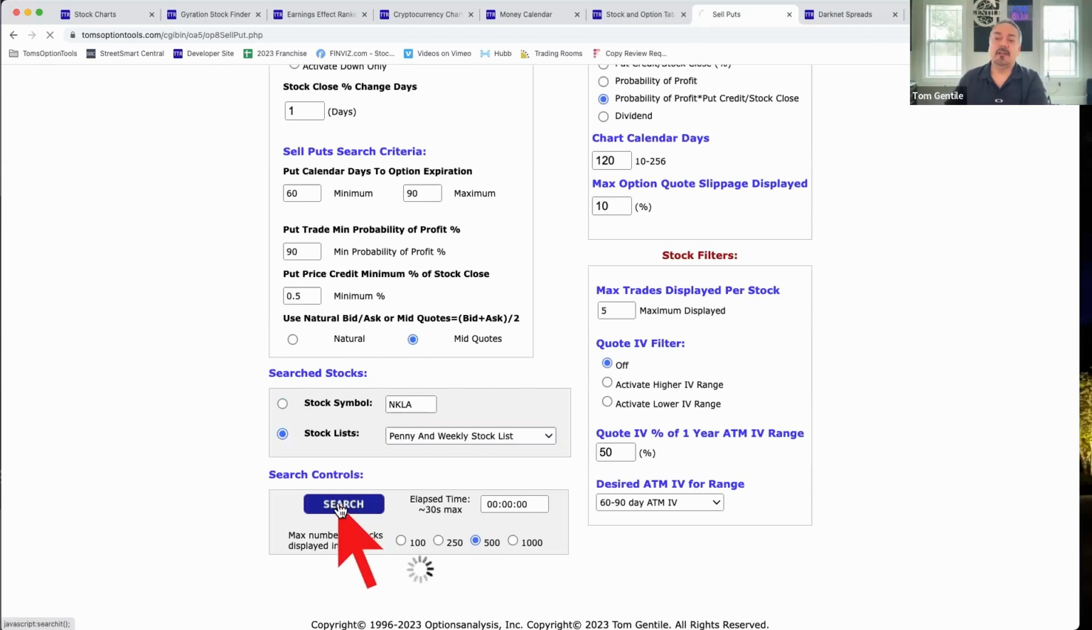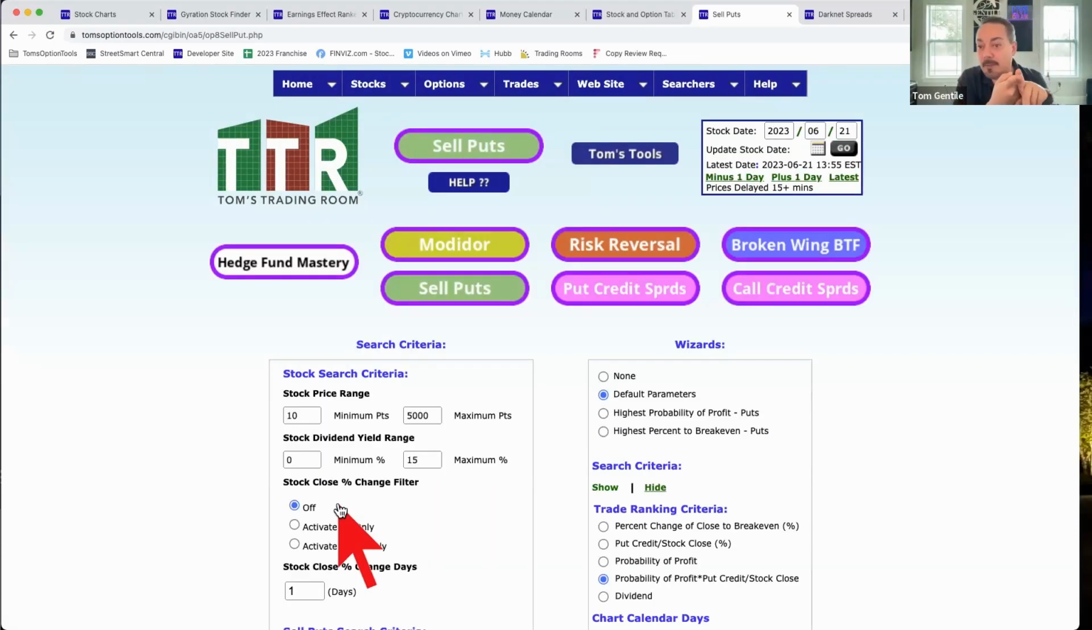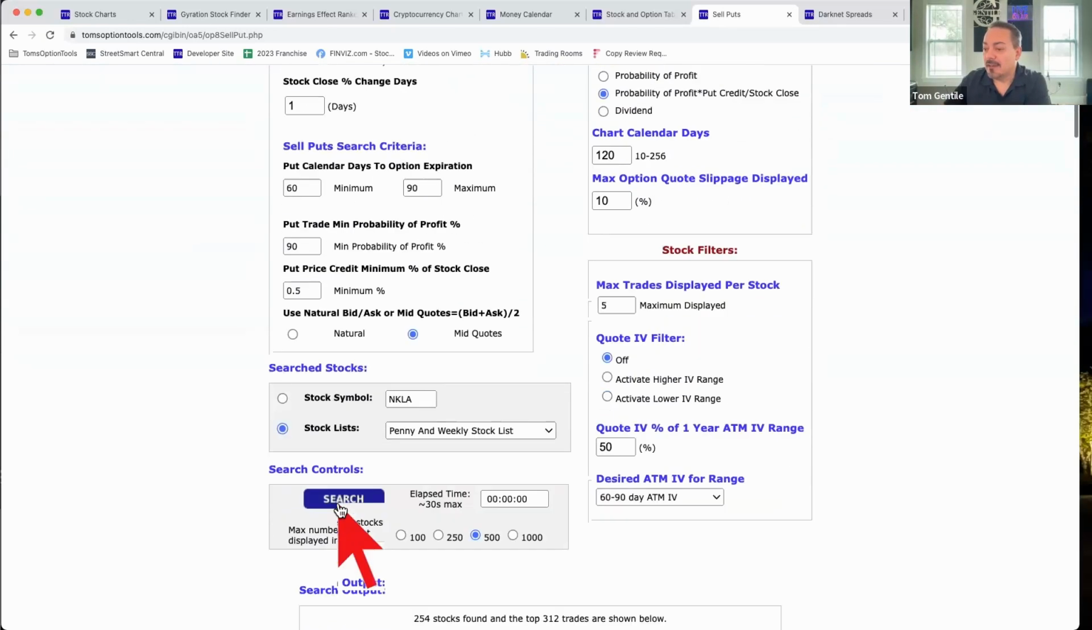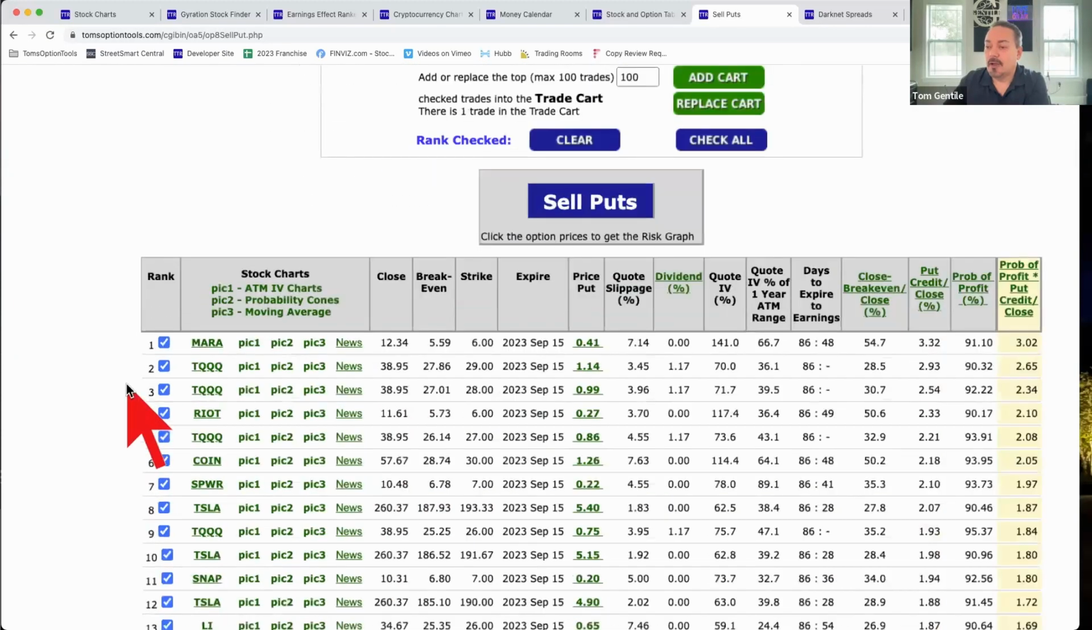So the penny and weekly list is a list of stocks that are both part of the penny pilot option program, which is options that trade inside the 5-cent bid ask window, and those that trade weeklies. And so we'll run this scan, and I just did a search on it right now. So take a look at what's popping up right now.